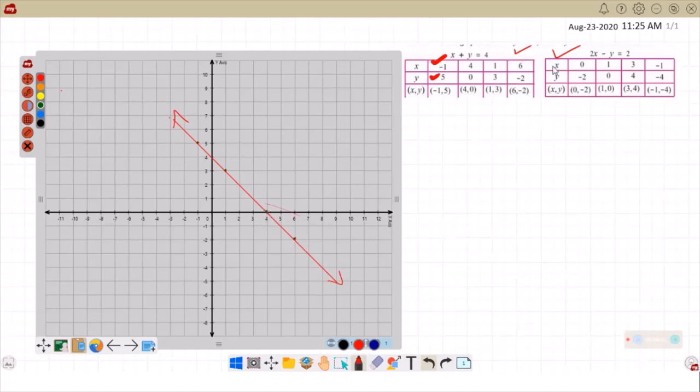Okay, now we will go to the next one. The next data given over here is 0 and minus 2. 0 on x, so x doesn't move forward or backward. Minus 2 on y. So you will go to minus 2 over here and mark it here.